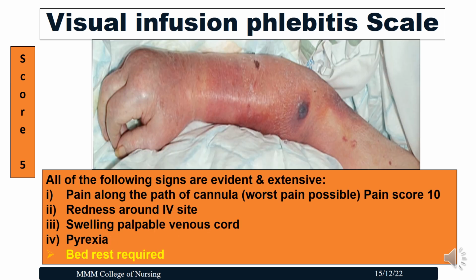Score 5: all of the following signs are evident and extensive. There will be pain along the path of the cannula. The patient will have the worst pain possible, with a pain score of 10, and there will be redness around the IV site, swelling, and a palpable venous cord. The patient will have high grade fever, that is pyrexia. In this case, the patient requires bed rest.